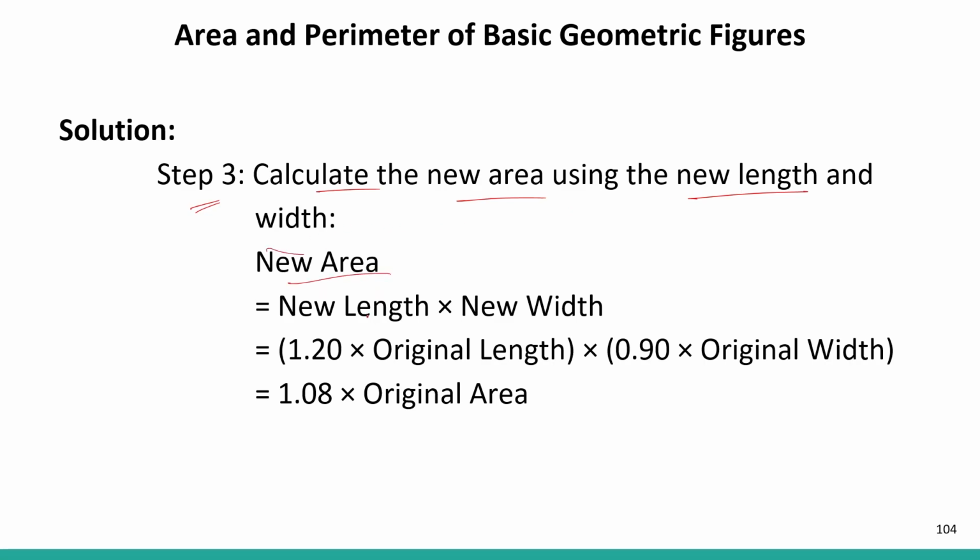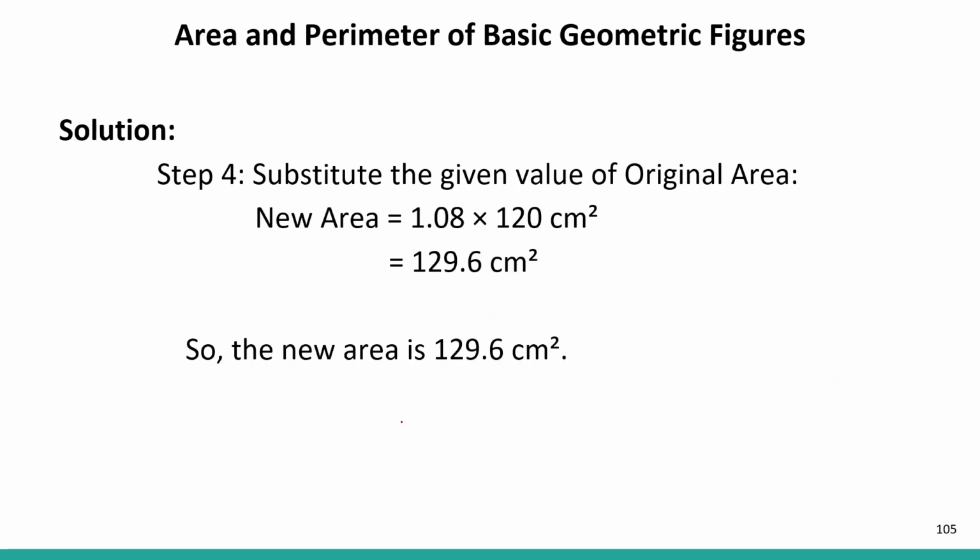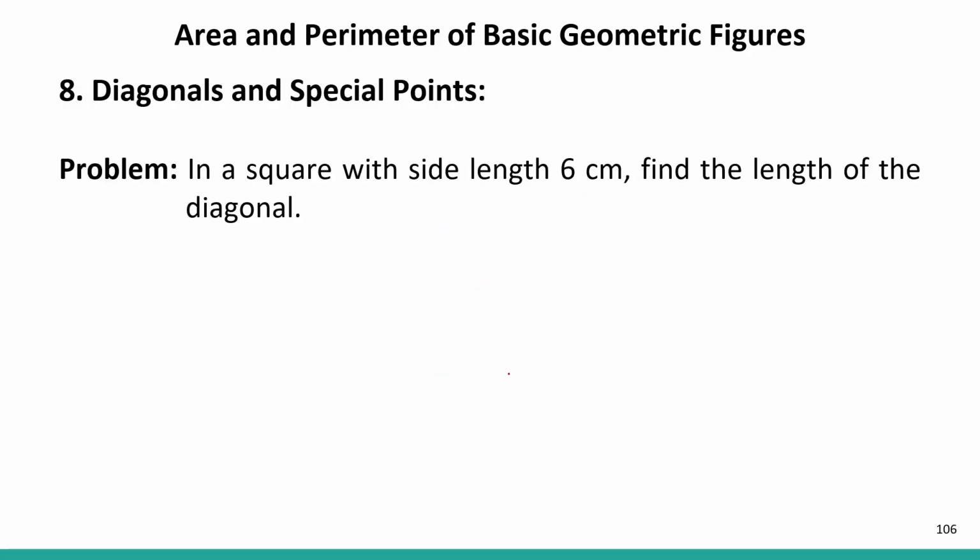Okay, so new area is equal to new length into new width. So 1.20 into original length into 0.90 into original width, that will be equal to 1.08 into original area. Okay, so substitute the given value of original area. So new area is equal to 1.08 into 120 centimeter square, so 129.6 centimeter square. So the new area is 129.6 centimeter square.